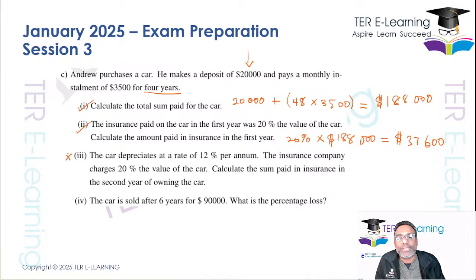Now, the third part here, they said the car depreciates at a rate of 12% per annum, right? The insurance company charges 20% of the value of the car, as before. Calculate the sum paid in insurance in the second year of owning the car, right? So here's what you have to do for this particular question. For the second year, we need to actually find the value of the car in the second year, right? Let me see if I can copy this question across here.